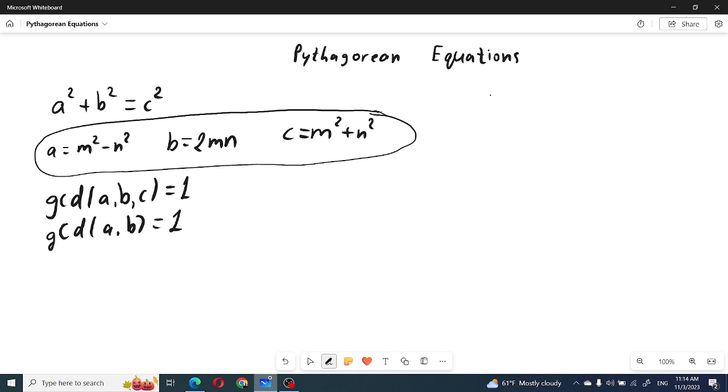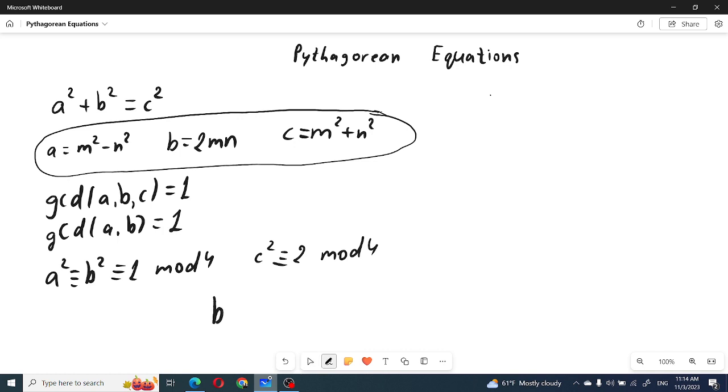At first notice that at least one of the numbers, either a or b, must be even. Otherwise, if both of these are odd numbers, a squared plus b squared must be 1 mod 4 plus 1 mod 4, so c squared must be 2 mod 4. And clearly this is impossible because we know that 2 is not a quadratic residue mod 4. So at least one of the numbers, a or b, must be even. And without loss of generality, we can assume that b is an even number.